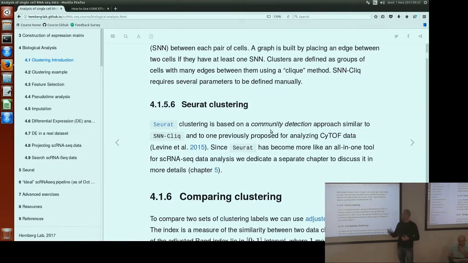Also, Seurat has become kind of an all-in-one tool. You can analyze your data completely using the Seurat package, doing quality control, finding highly variable genes. That's why we separated the description of Seurat into a separate chapter. This would be chapter 5, where we'll go through all the steps that you can do in Seurat. But here, I'm just introducing the clustering. There was one algorithm before which was published for the Macosko dataset, if you know the mouse retina dataset, 45,000 cells. But now this algorithm is neglected, so they use a different one.